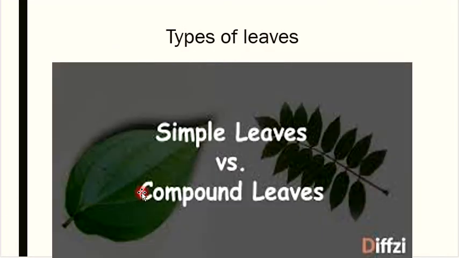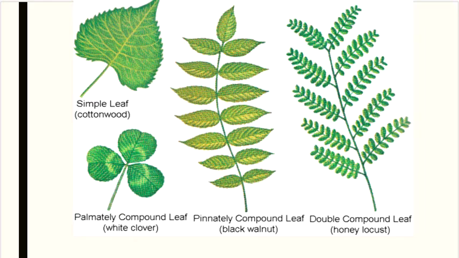Moving on to the types of leaves, there are mainly two types of leaves, and that is simple leaf and compound leaves. As seen in the picture, this leaf with a flat leaf blade is a simple leaf. However, when there are many leaves attached to a single foliage, such are the examples of compound leaves.